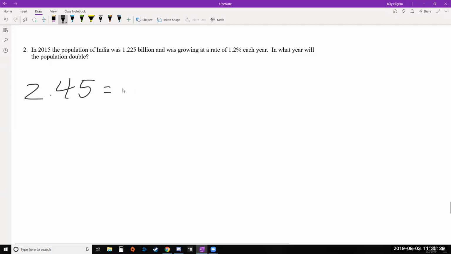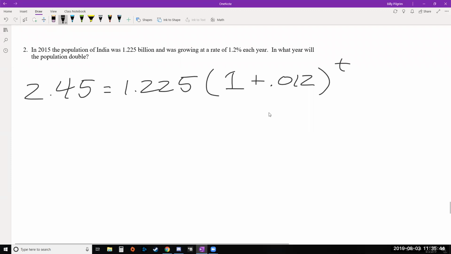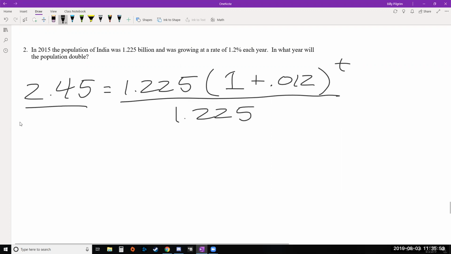Our principal, or sorry, our present value, initial value is 1.225 billion. We have our growth rate, which is 1.2%. Remember, as a decimal, move it twice to the left, we'll get 0.012. And we are looking for t. So this is pretty much going to go exactly like the last one. We want to start by getting rid of this 1.225, isolating the part that's being raised to the t power. And again, we'll save the approximation here until the end.